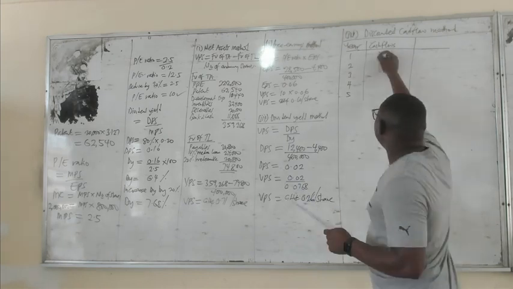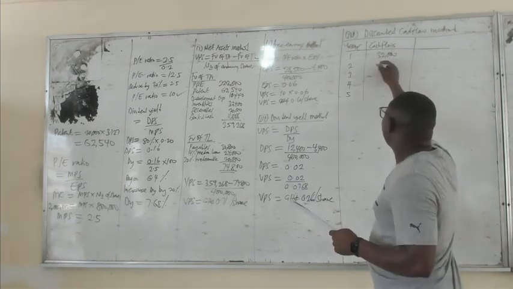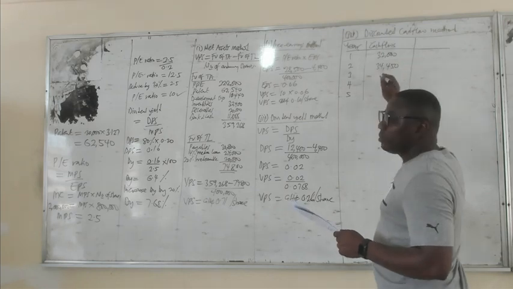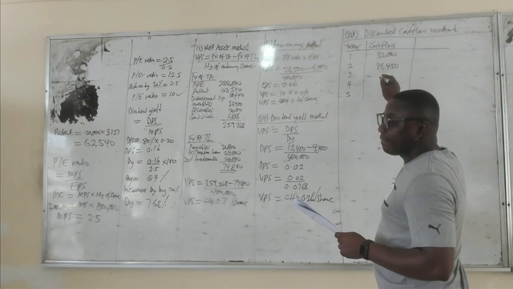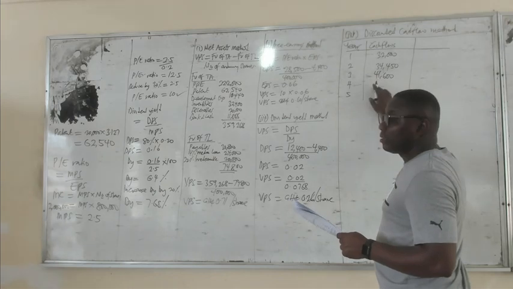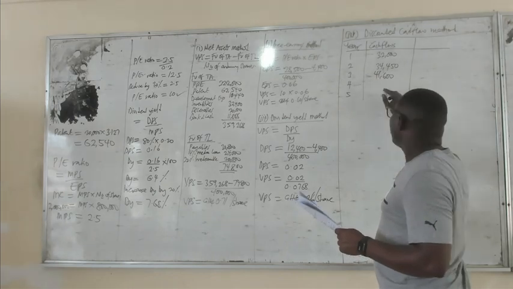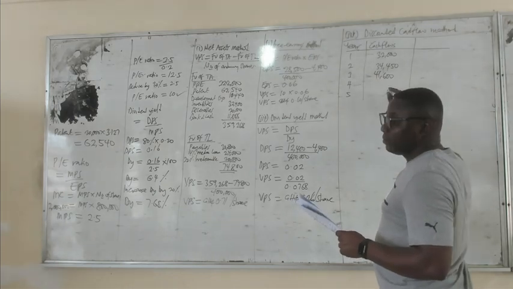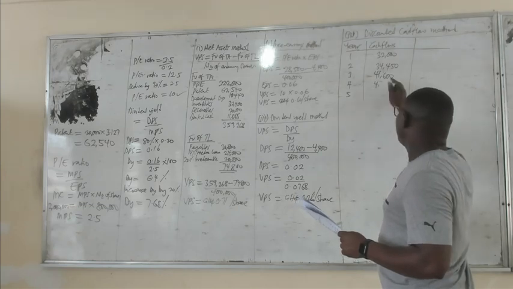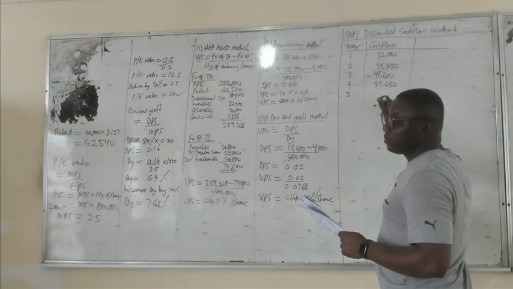32,000, yeah. 34,450. Yeah, year 3 will be 41,600. Yeah, year 4, 43,650. Year 5 will be 47,360.